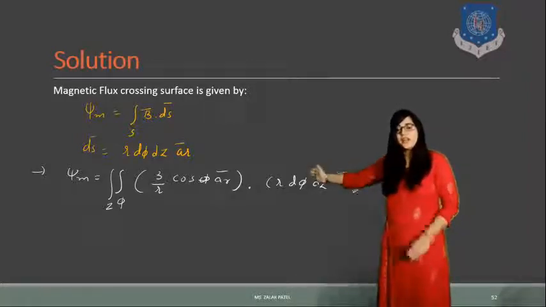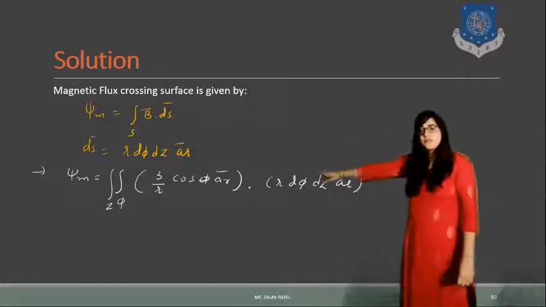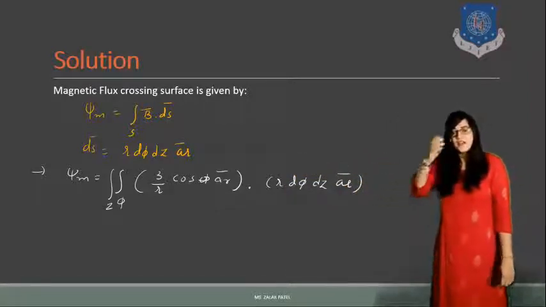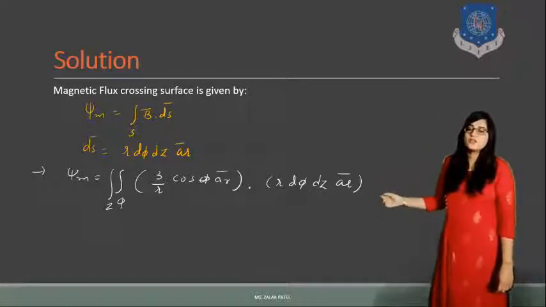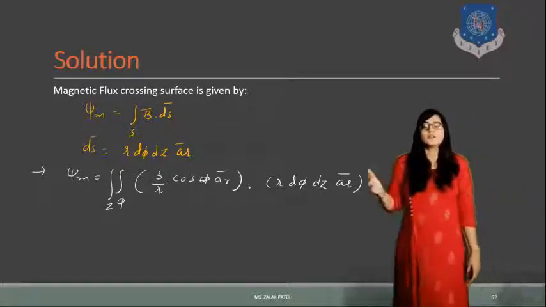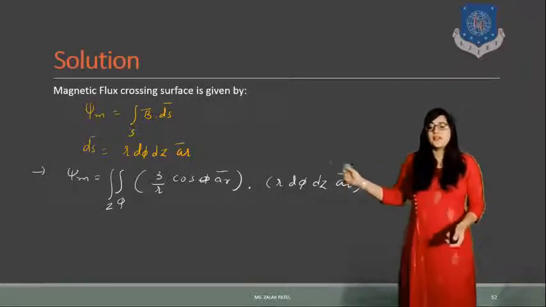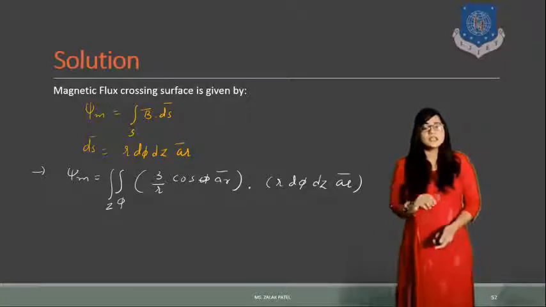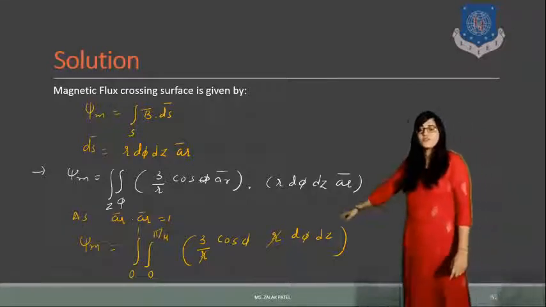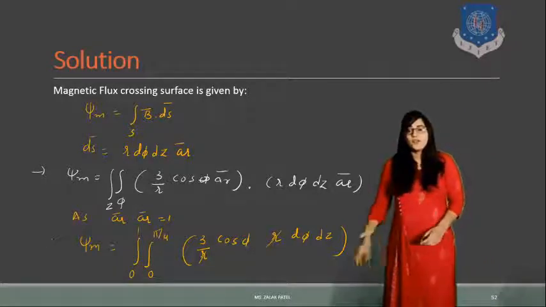Now you have the value of B bar that you have calculated in the last slide. Then you have to put that B bar, that is 3 upon r cos phi AR bar, dot ds bar. ds bar is nothing but r d phi dz AR bar. So you have to put here r d phi dz AR bar. Between B bar and ds bar there is a dot product, and AR bar dot AR bar is nothing but 1. So you have to simply put the phi and z range that is already given in the problem statement. Phi is varying between 0 to pi by 4 and z is between 0 to 1. The remaining is as it is.